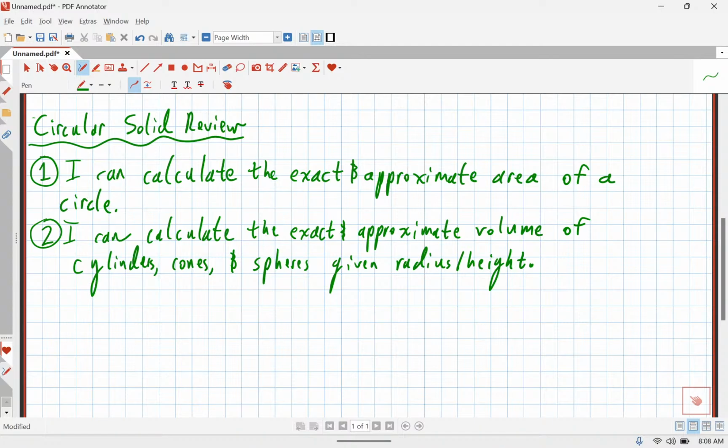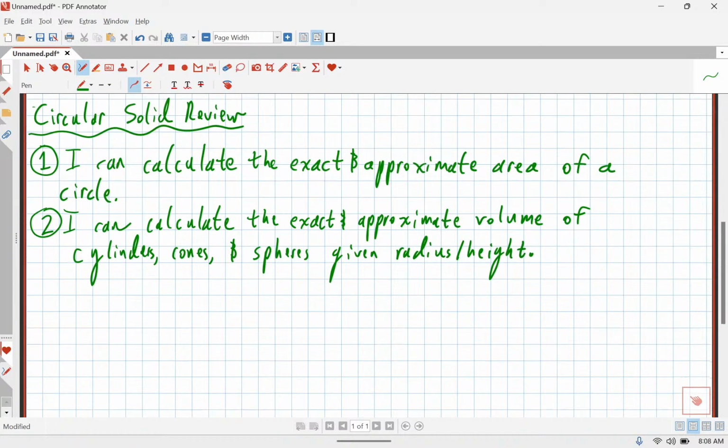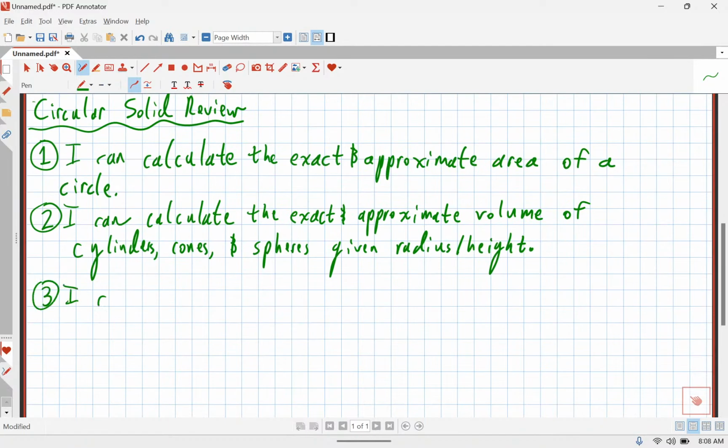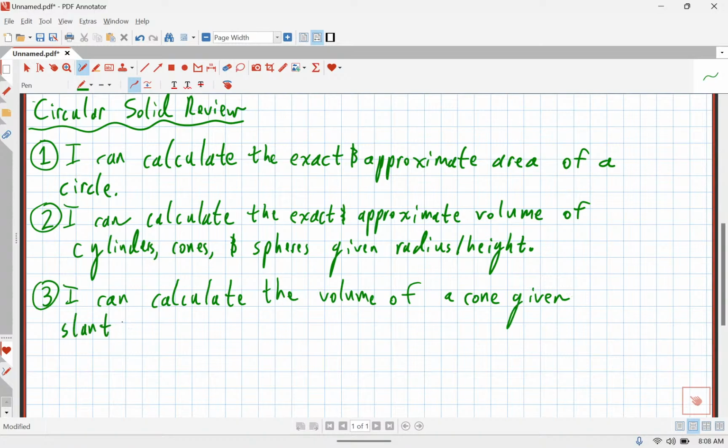Level 3? Does anybody think they might know what a level 3 is? Anybody think they've got some guesses? What do you think, Truman? So, ooh boy, not yet. No, that would be pretty rough. Yeah. That's the one. That's exactly right. Level 3 is I can calculate the volume of a cone given slant height and height or radius. So you're going to have to use the Pythagorean theorem on your level 3s. Is that okay with you guys? You guys make sense?